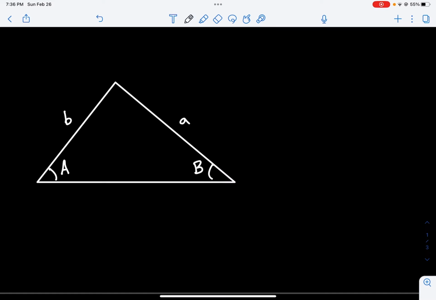Well, remember, SOHCAHTOA only works on right triangles. And one thing I could do is maybe draw a line in this figure in such a way that it creates a right triangle. So what if I drew, this is called an altitude, a straight line that goes down that creates a 90-degree angle here and here. Let's say this line segment has length h, little h.